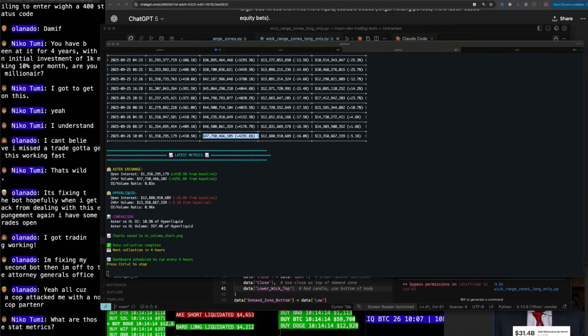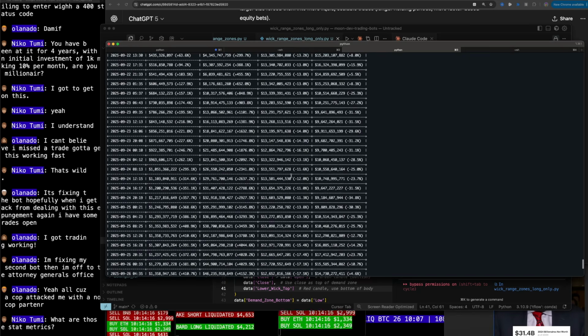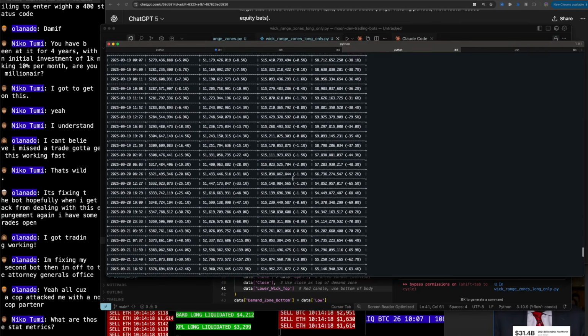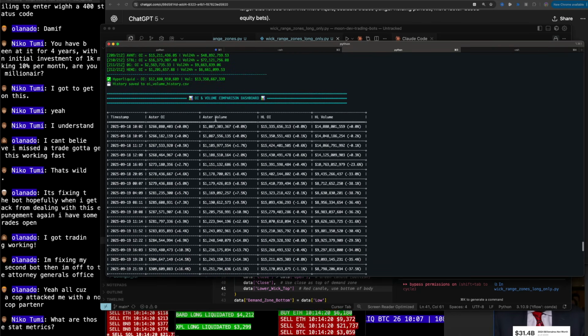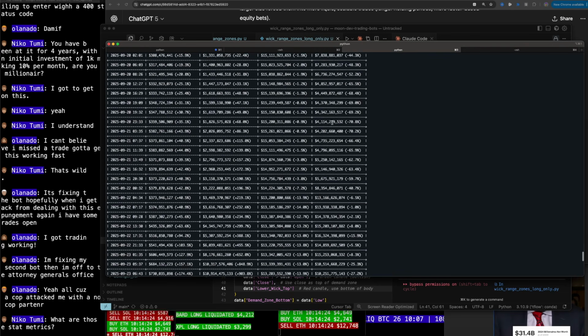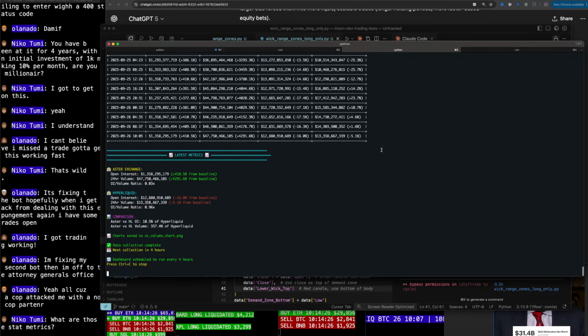Oh, what are these stats? These are essentially the open interest and the volume for Aster versus Hyperliquid. And I've just been tracking this to see the growth, to see if Aster is going to be a thing or not.